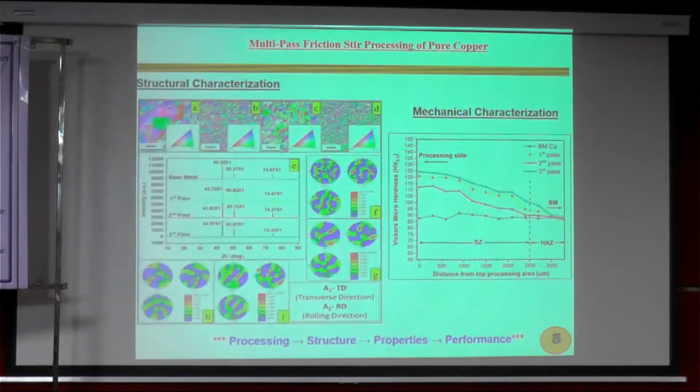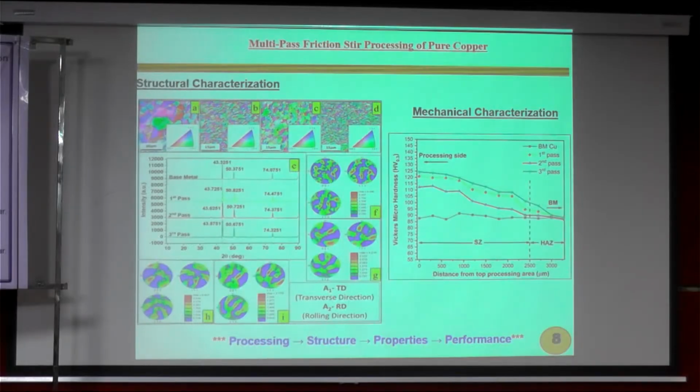Here you can see this is the base material of the copper, as we purchase from the market. It has a bigger grain size. But after the first pass, once you do the stirring action, the entire texture changes. The grains are getting very fine.